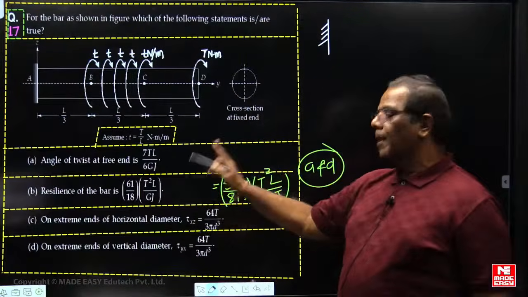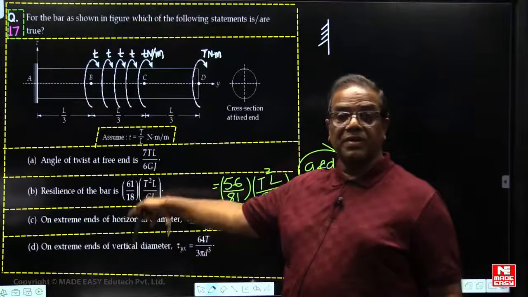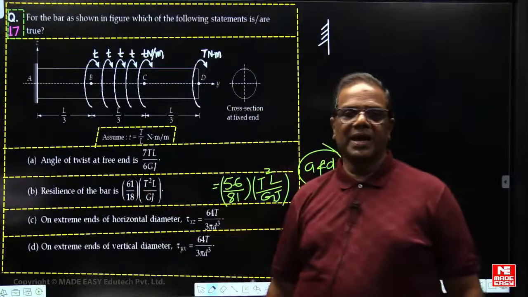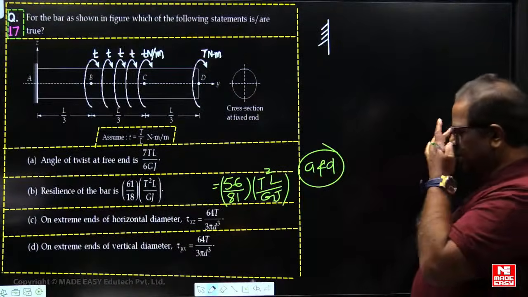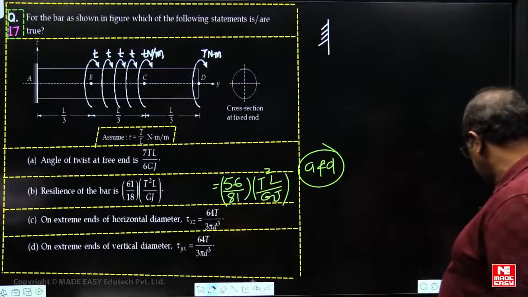If this is given, option B is correct, but the constant is given 61 by 18. Complete this now.